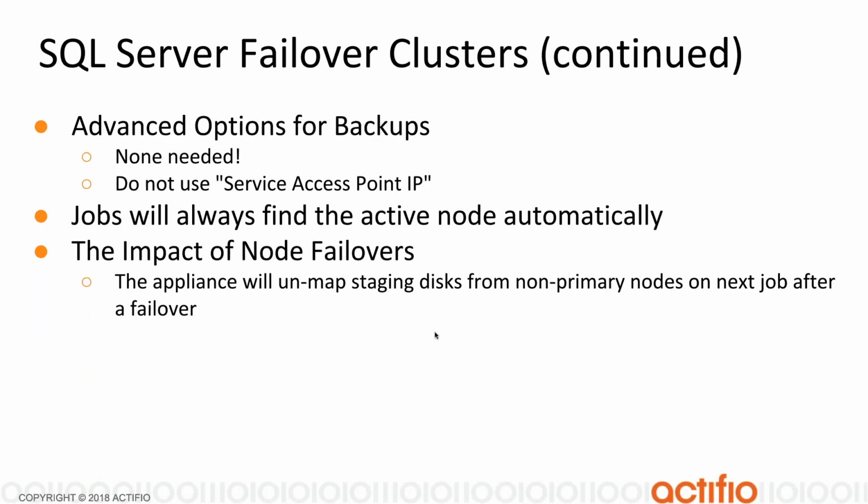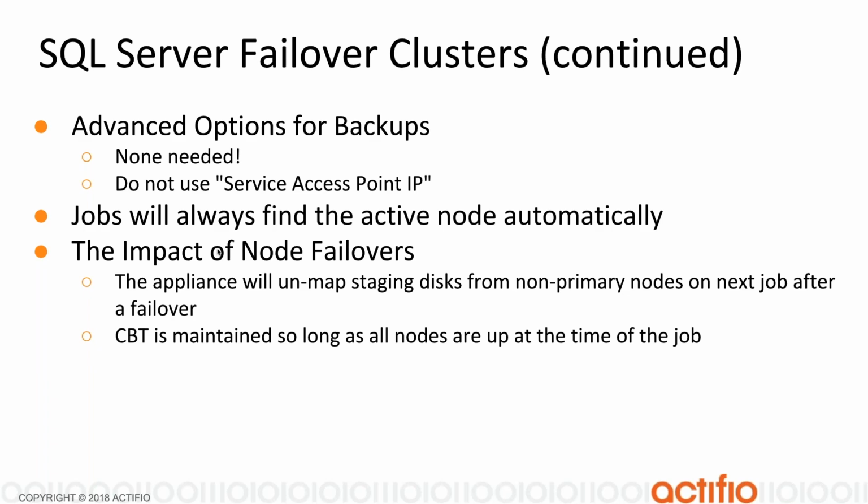On rare occasions, we've even seen a server reboot or go into a reboot loop trying to reconcile what to do with those disks. So when we run a job, we always make sure we unmap the staging disks from any non-primary nodes. The other thing we do during a failover is we maintain change block tracking.